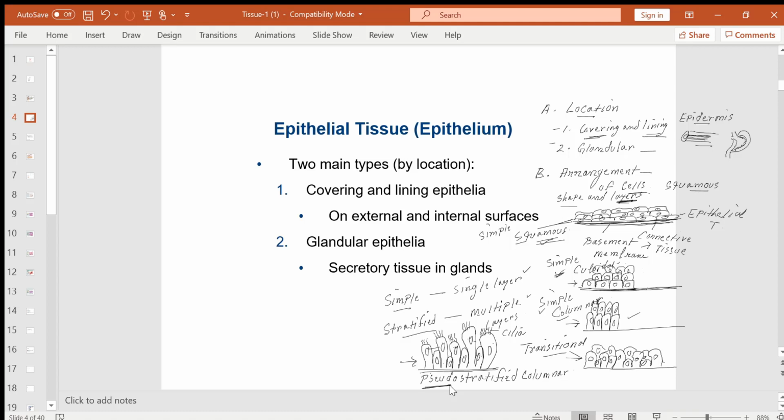Cilia. So that's why this type of epithelial tissue is also called pseudo-stratified ciliated columnar, because they have cilia. And these cilia are very helpful to move the mucus away, to clean the surface of the organ. So that is how we classify the epithelial tissue.